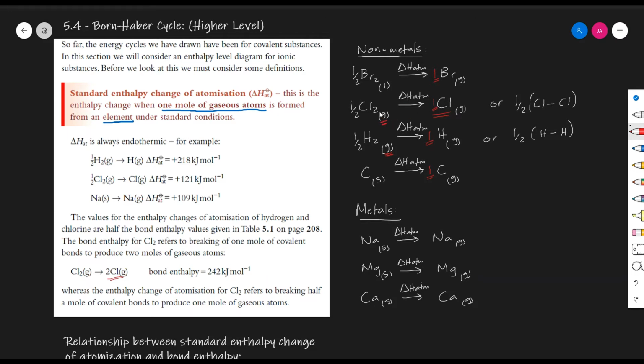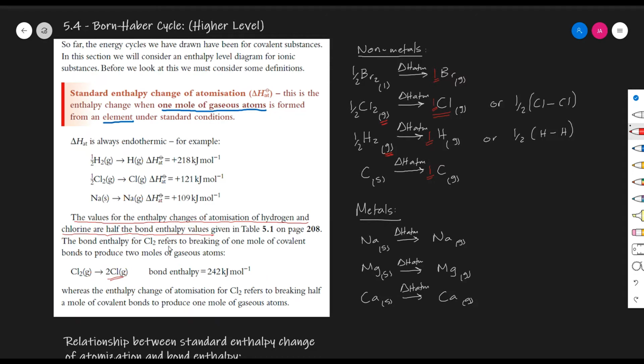This only applies for elements existing in the gaseous state, such as Cl2 gas, H2 gas, or F2 gas. And this is what the book lists here. The values for the enthalpy changes of atomization of hydrogen and chlorine are half the bond enthalpy values. And this works for hydrogen and chlorine since they are in the gaseous state, and it would work for any other nonmetal that exists in the gaseous state, such as F2 gas, O2 gas, or N2 gas as well.